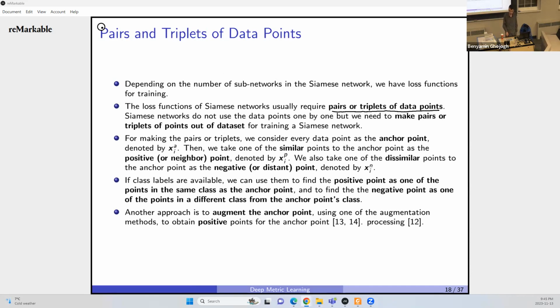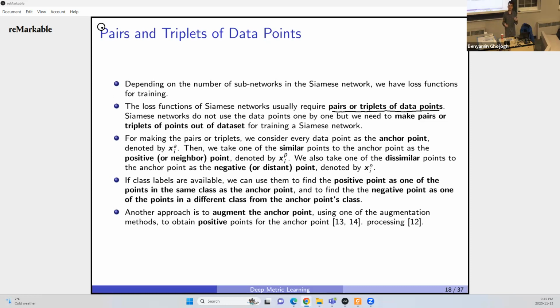For pairs, we randomly get one each time. We get one point from one of the classes as the anchor point. And we also get either a random point from the same class, which we call the positive point, or a random point from another class, which we call the negative point. So anchor, positive, negative. Then we will have pairs of anchor-positive and pairs of anchor-negative.